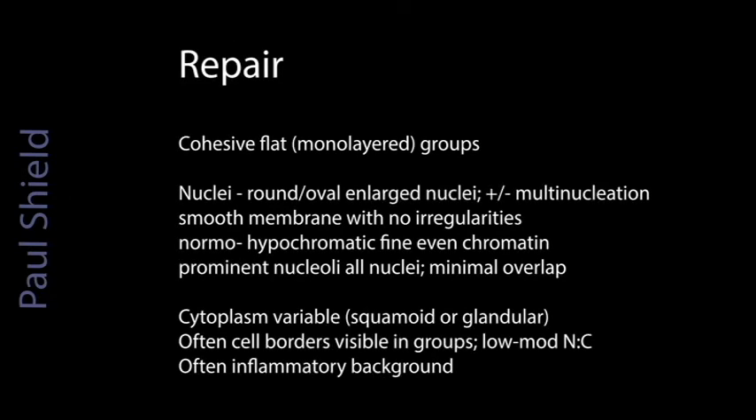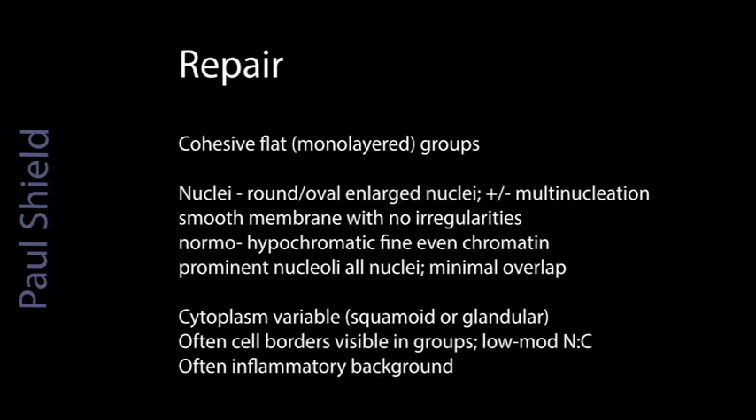So in summary, repair cells are usually cohesive. That's a really key feature, and they form flat monolayered groups, so not much depth of focus. Nuclei are fairly uniform usually. They may be enlarged, sometimes quite enlarged, but they're generally speaking round, oval with a smooth nuclear membrane. Bi and multinucleation is quite common. Sometimes you'll see cytoplasmic vacuolation as well.